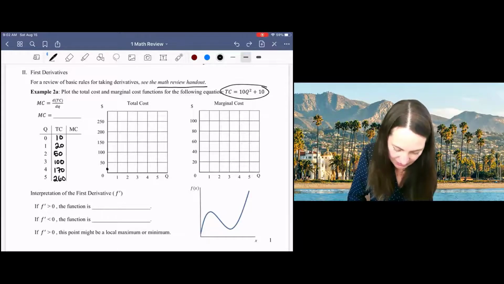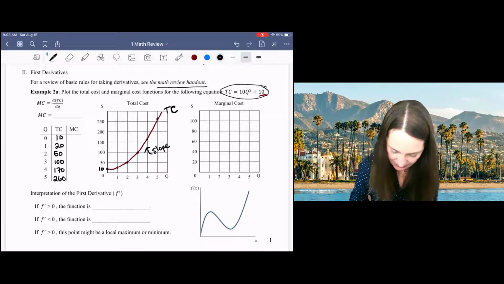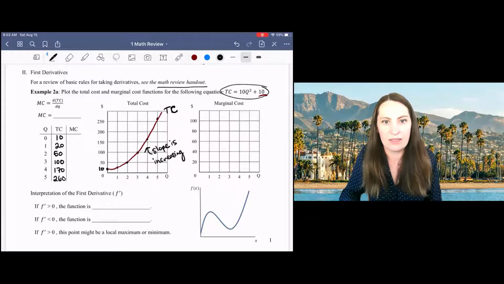Notice that this equation does not start at 0. The y-intercept here is 10. And as we plot this equation, we can see that it is increasing, like any good total cost function. And it's increasing not at a constant rate, but here at an increasing rate. So the slope is no longer constant, the slope is increasing. And that will be reflected in our marginal cost equation.